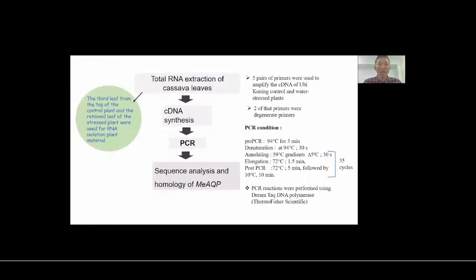We did total RNA extraction of cassava leaves, then copy DNA synthesis, PCR, and finally sequence analysis and homology of NEAQB. The third leaf from the top of the control plant and the retained leaf of the stress plant were used for RNA isolation. Five pairs of primers were used to amplify the cDNA of the Ubi Kuning control and water stress plants. Two of the primers were degenerate primers. We did 35 cycles with annealing, elongation, and post-PCR in the PCR conditions.